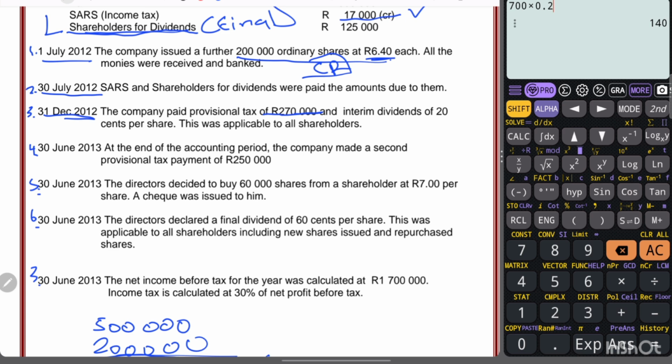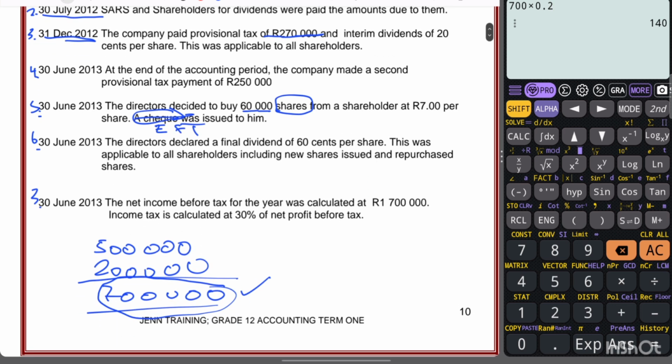Information number 5. The directors decided to buy 60,000 shares from shareholders at 7 Rand per share. A check was issued. Remember, we are no longer using checks, so we paid it via EFT. Alright, now we are buying back the shares. Obviously, if we are buying something back, money will go out of the bank account. We are talking about shares, so ordinary share capital is affected in this case.